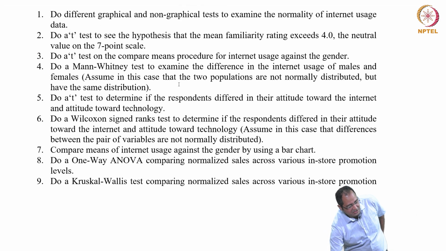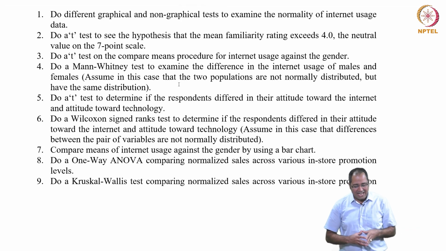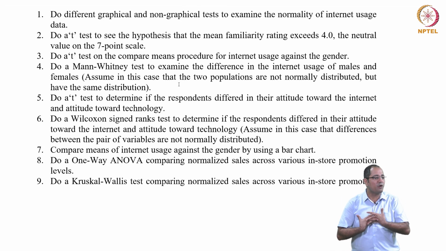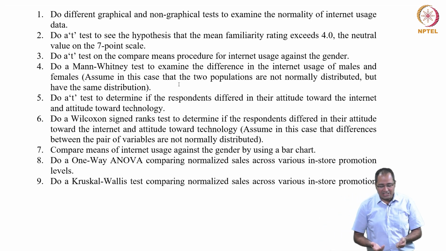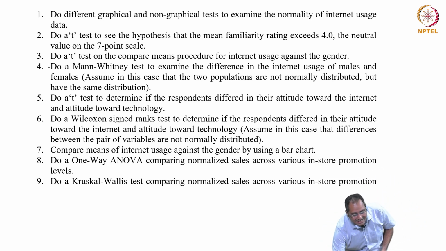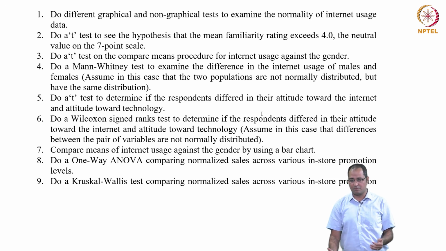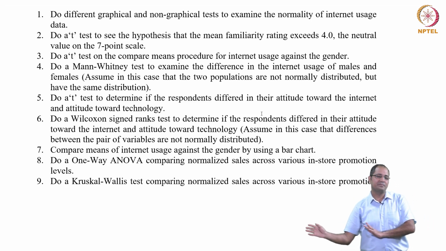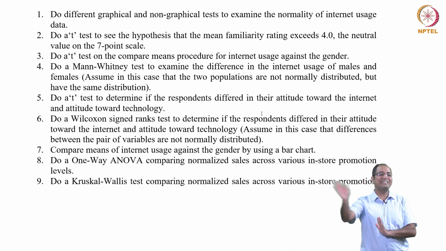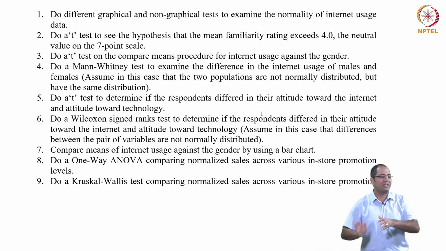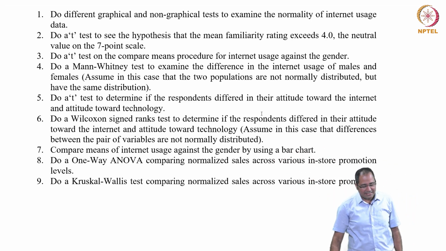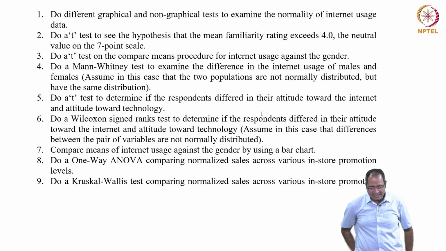Now the next one is do a t-test to see the hypothesis that the mean familiarity rating exceeds 4, which is the neutral point. Or let me simplify it. Do a t-test to see the hypothesis that the mean familiarity rating is equal to 4. When I say exceeds, it becomes a directional one-tailed. I am looking at only the positive tail. So do a t-test to see the hypothesis that the mean familiarity rating exceeds 4, which is the neutral point in the 7-point scale.